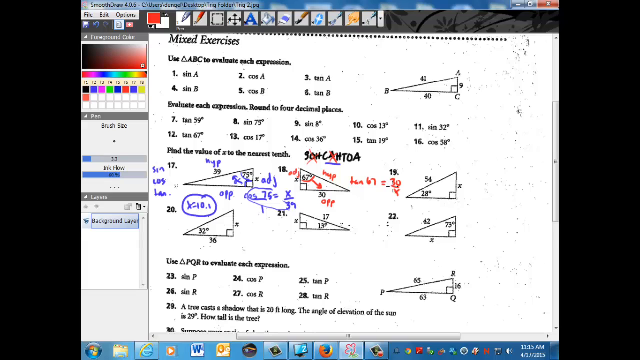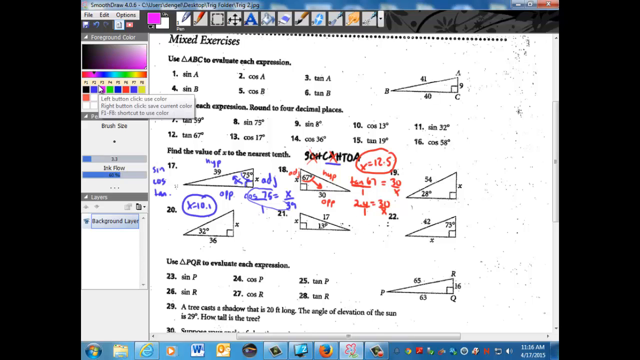Let's cross multiply. So we end up getting the tangent of 67, if we round to the nearest tenth, is 2.4 equals 30 over x. And let's cross multiply and divide by 2.4, and we get 12.5. So x equals 12.5. Again, always check to make sure that the answer makes sense. And that makes sense, if our base is 30, it would make sense that our height would be shorter than 30, 12.5.